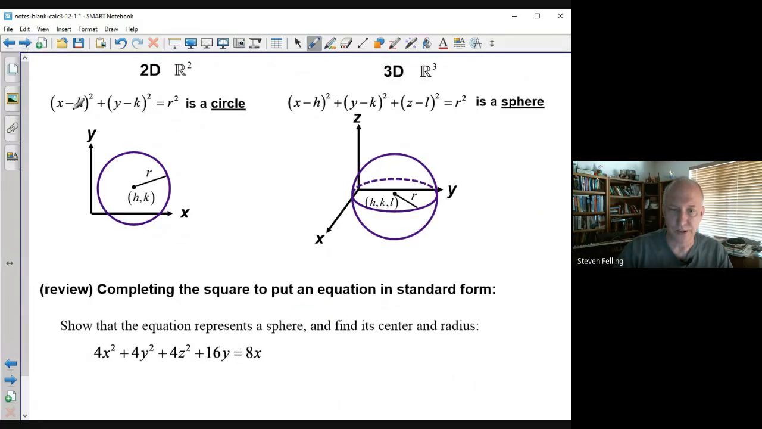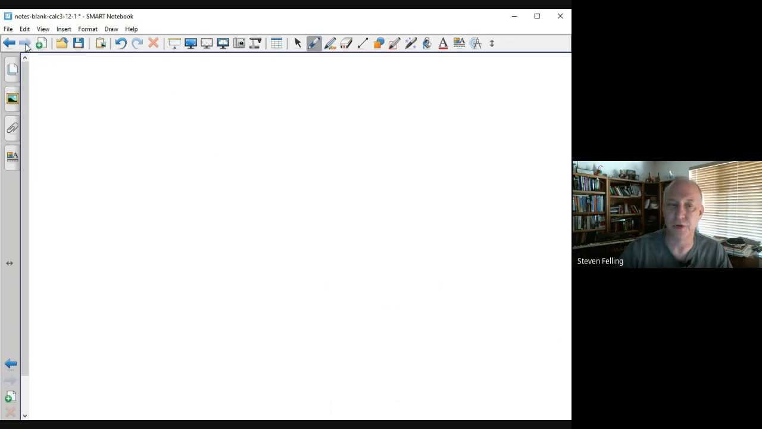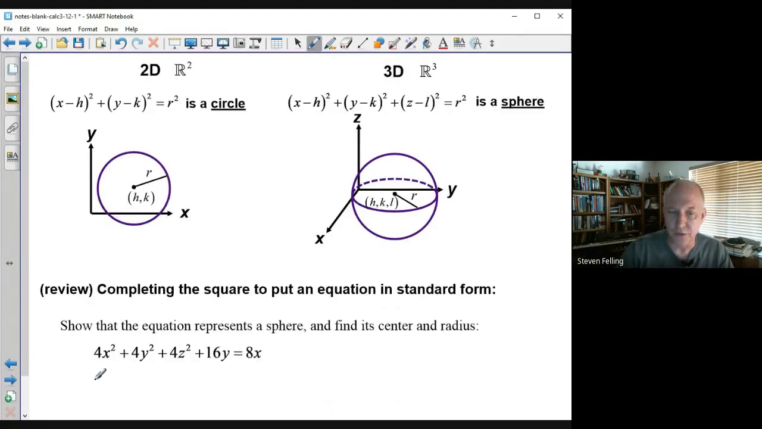Okay, so let's see. We know that this is a circle. We know this is a sphere. One thing we might be asked is, we'll be given an equation and we'll be asked to show that it represents a sphere and find its center and radius. So in order to do that, we would have to take this equation and then we would have to force it to be in one of these forms.